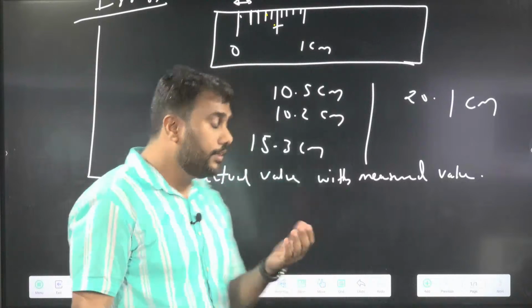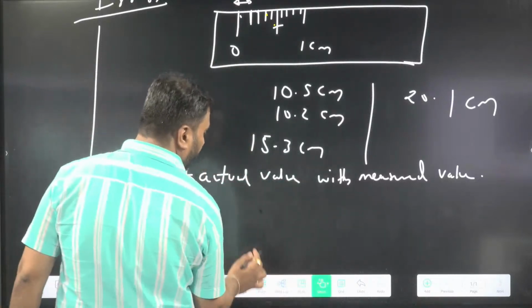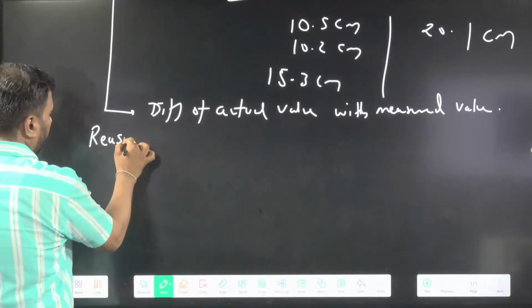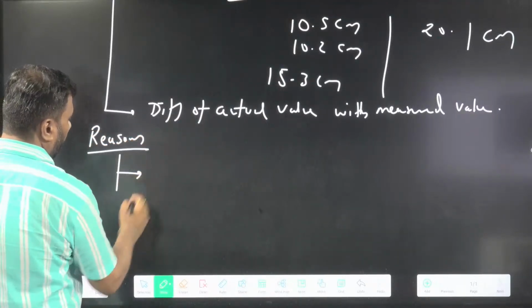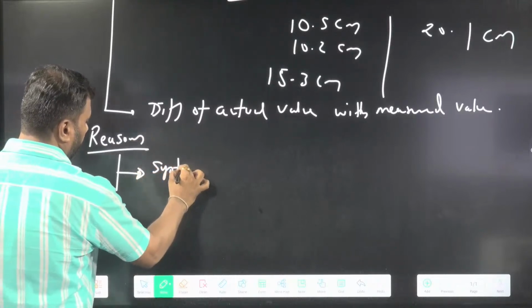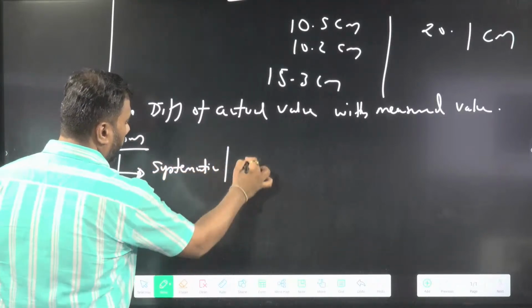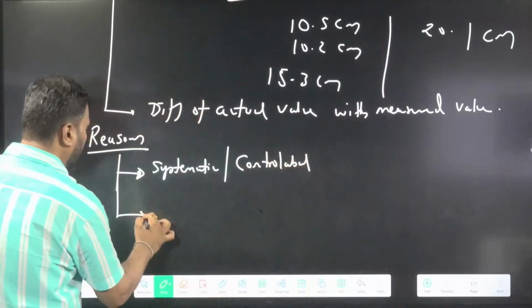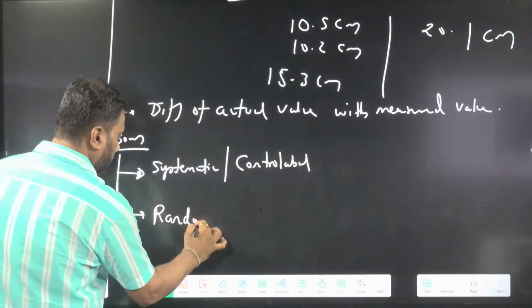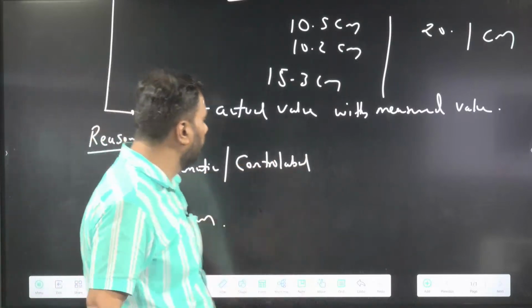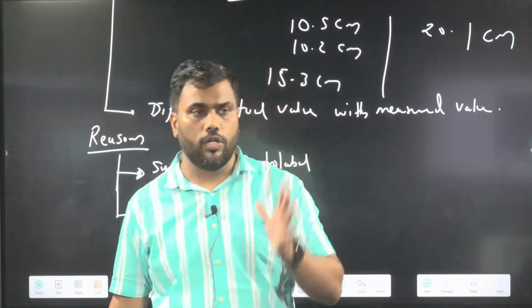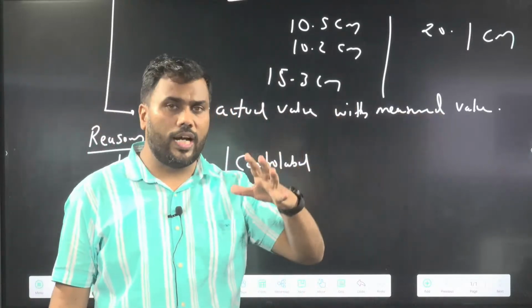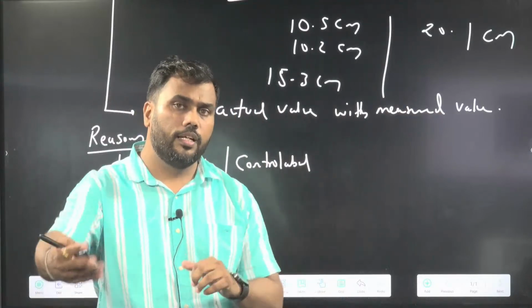And why is this difference there? There are a lot of reasons why this difference may happen. We can divide the reasons of error into 2 categories. One, systematic or controllable. Second, random. Reasons of error may be of 2 kinds: systematic or controllable, and random.